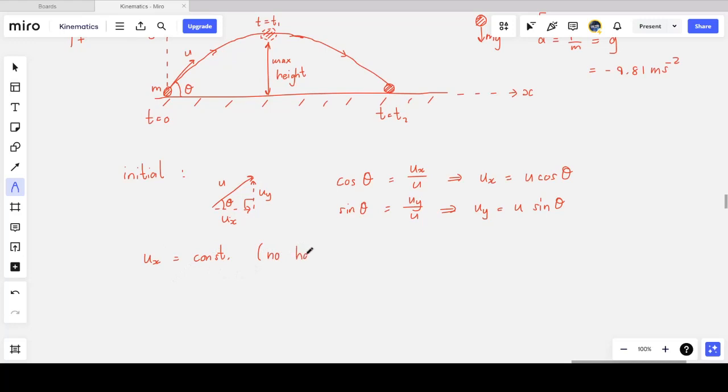So I'll just write that down. There's no horizontal forces here. Remember, gravity is completely vertical, always points straight down. So there isn't any force with a component that's horizontal.